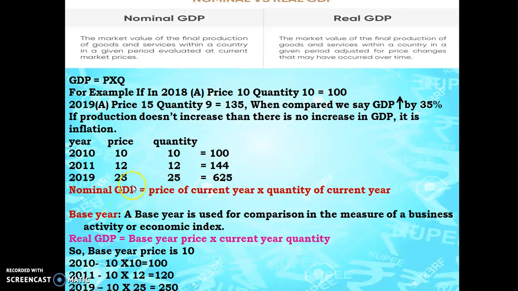Yeah. So that was related to the nominal GDP. Now coming to the real GDP, it is nothing but the base year price into the current year quantity. So what is a base year?